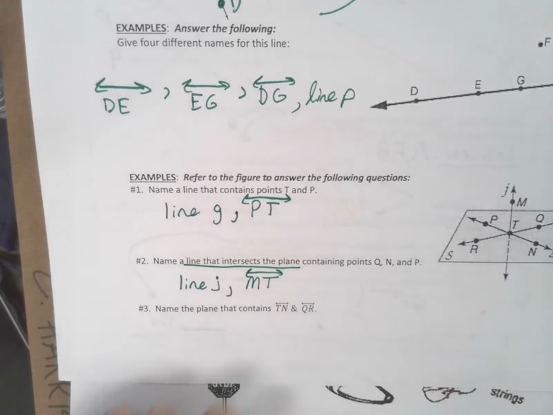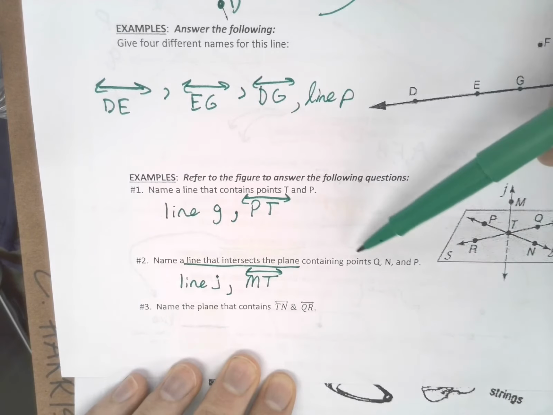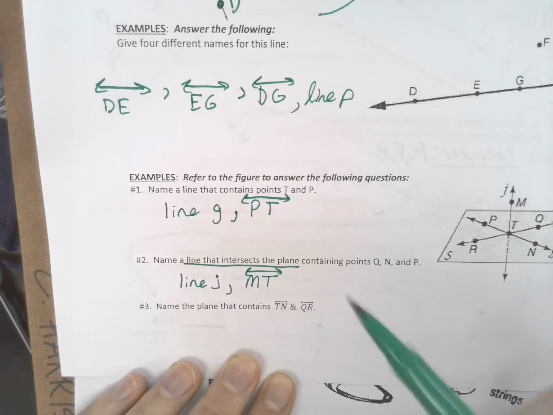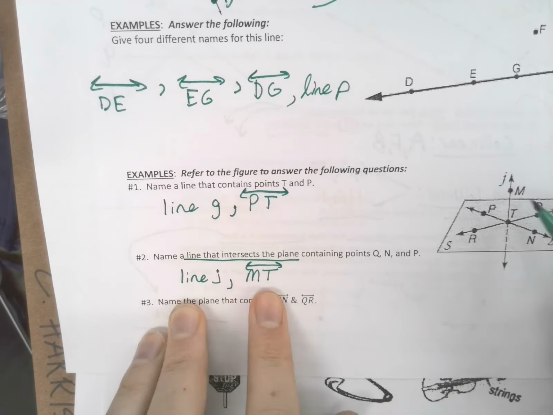Next up, a line that intersects this plane, the same plane that contains the points Q, N, and P. Well, I see a line almost vertical cutting right down the middle here, and that looks like you could call that either line J, which is what it's labeled, or line MT.